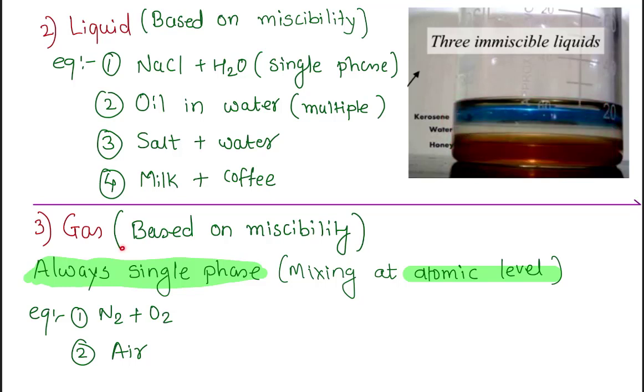Similarly, the gas phases we can also classify based on miscibility. You have to remember here that gas is always in a single phase because we cannot separate out different gas particles. It will always be in a single phase as there is atomic level mixing. For example, nitrogen plus oxygen in air.